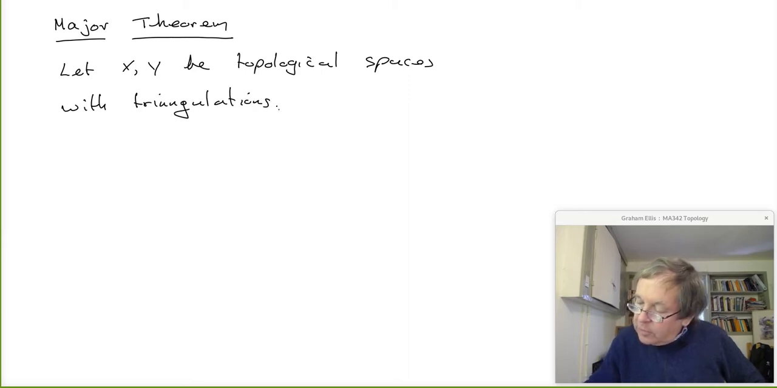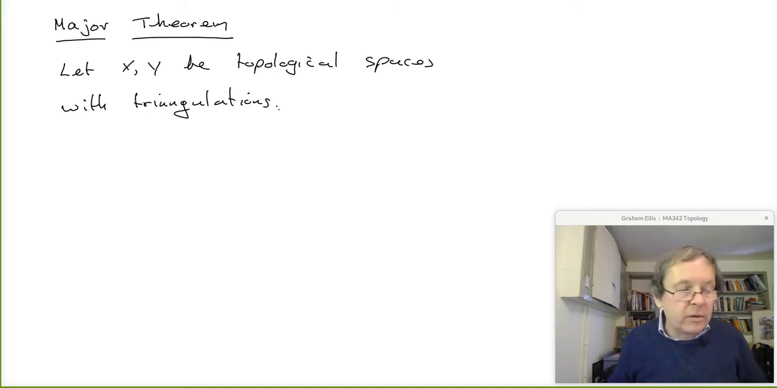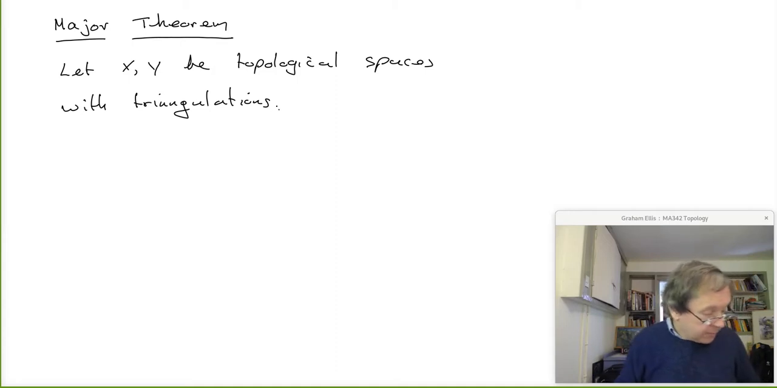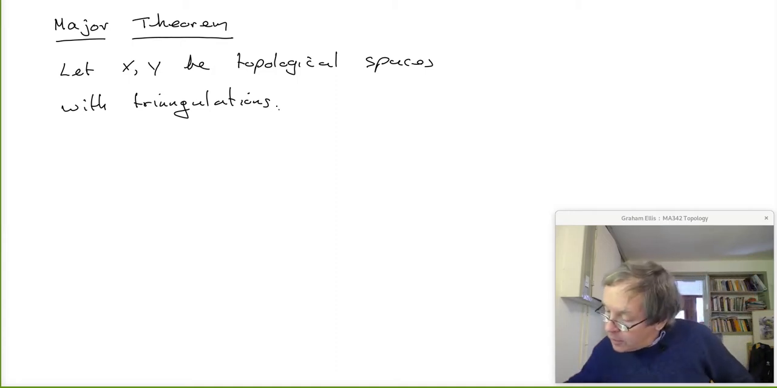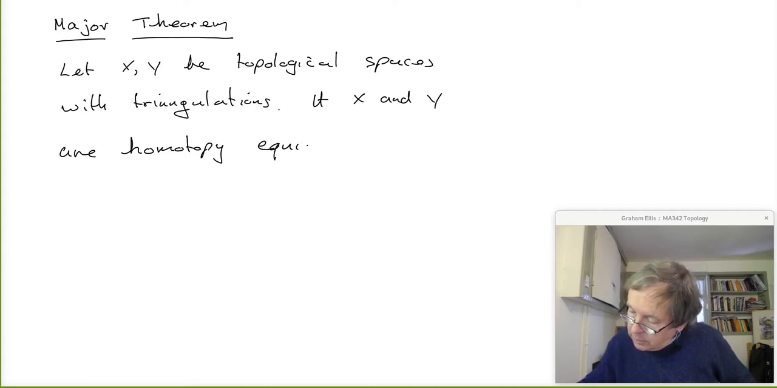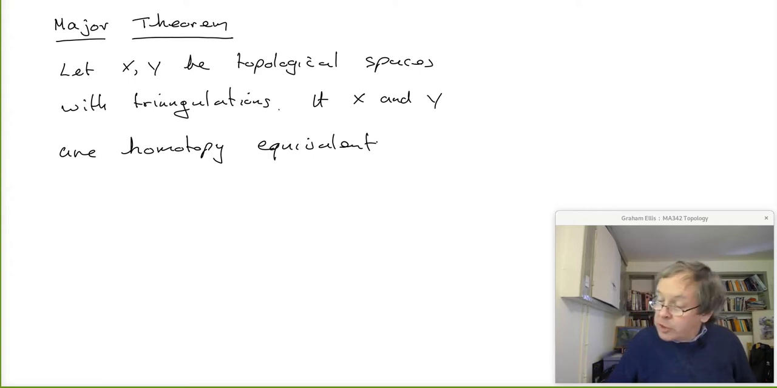Yeah, so there's a simplicial complex K, which is homeomorphic to X, and there's a simplicial complex K prime, which is homeomorphic to Y. Now here's the theorem then. If X and Y are homotopy equivalent, yeah. So for example, they could just be homeomorphic, because any homeomorphic spaces are homotopy equivalent.